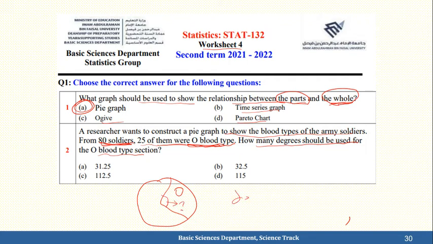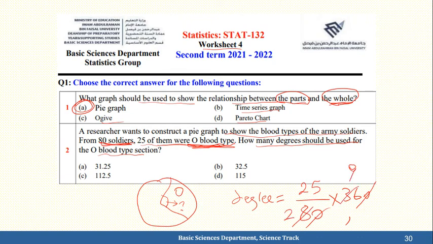Now, how can you find a degree? The frequency of O, which is 25, the frequency of O blood type, divided by the total times 360. So now when this is calculated, it will be 9 here and 2 here. It has to be, I guess, 100 something. If it's like 4.5, it's a little more than 100. Yeah, it's 112.5.